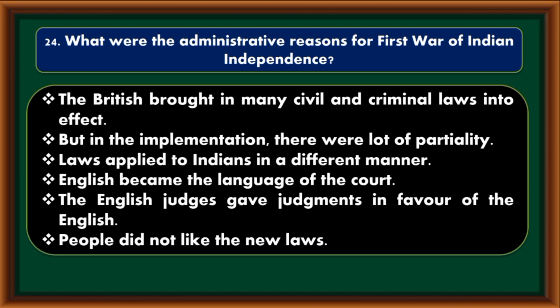What were the administrative reasons for the First War of Indian Independence? The British brought many civil and criminal laws into effect, but in the implementation there was a lot of partiality. Laws applied to Indians in a different manner. English became the language of the court. The English judges gave judgments in favor of the British. People did not like the new laws.